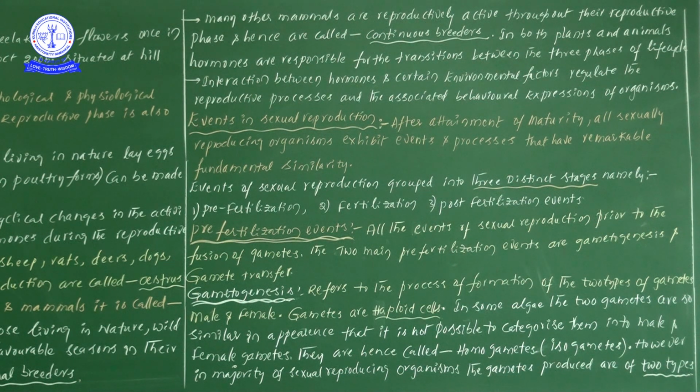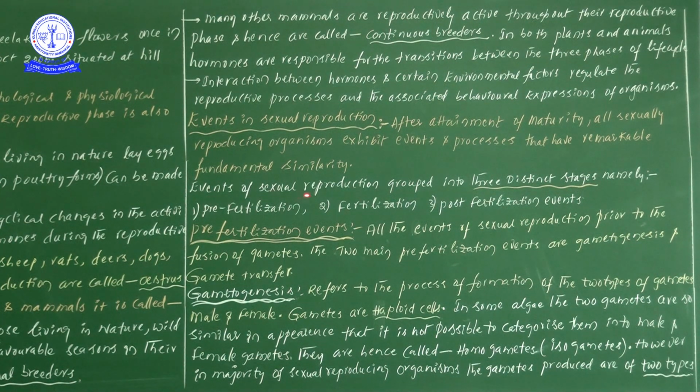So that particular organism reproduces, so it definitely exhibits reproduction processes, events and processes that have remarkable fundamental similarity. So definitely in all organisms, in the maximum number of organisms with sexual reproduction, the events and processes are fundamentally similar. Remarkable and fundamentally similar. Now let us start to discuss. So what are the three events, or what are the stages of sexual reproduction? Now let us see. The events of sexual reproduction are grouped into three distinct stages.